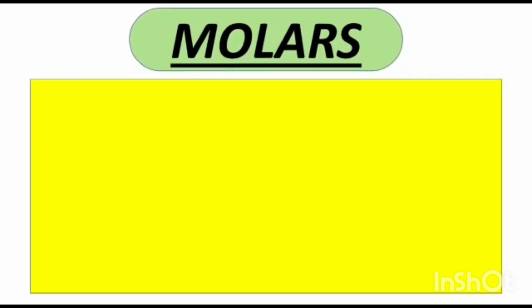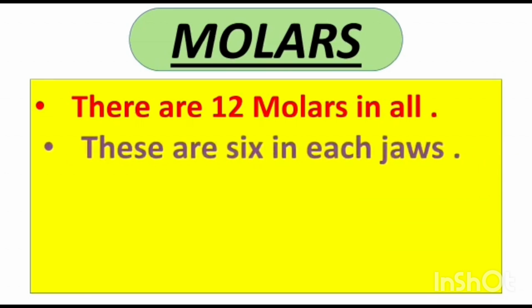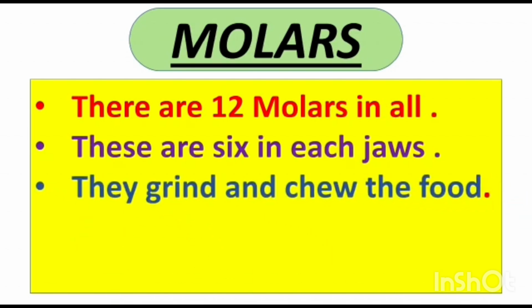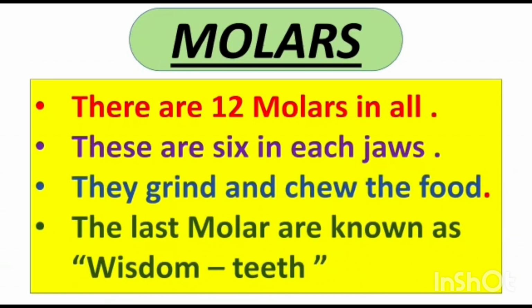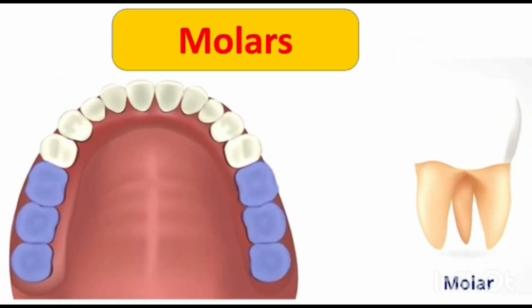Now next is molars. There are 12 molars in all. These are 6 in each jaw. They grind and chew the food. The last molars are known as wisdom teeth. Now see in the picture, molar teeth are bigger, flatter and broader teeth. With the help of these we can chew and grind the food well.